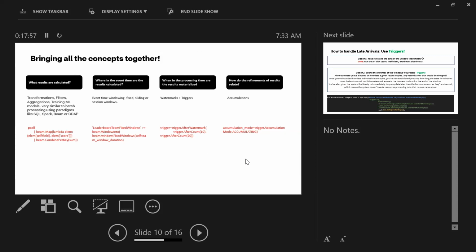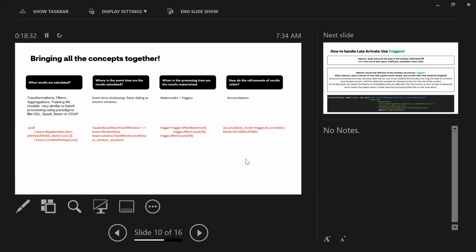Where in the event time are the results calculated? You do the windowing here, you do event time windowing where you divide the data into shards, right? Windowing is nothing but what sharding is to batch or partitioning. That's one of the widely used terms for that. When in the processing time are the results materialized? We just spoke about it, which is the combination of watermarking, which tells when I need to complete the work, and triggering, which tells, okay, what do I do after the watermark is achieved?